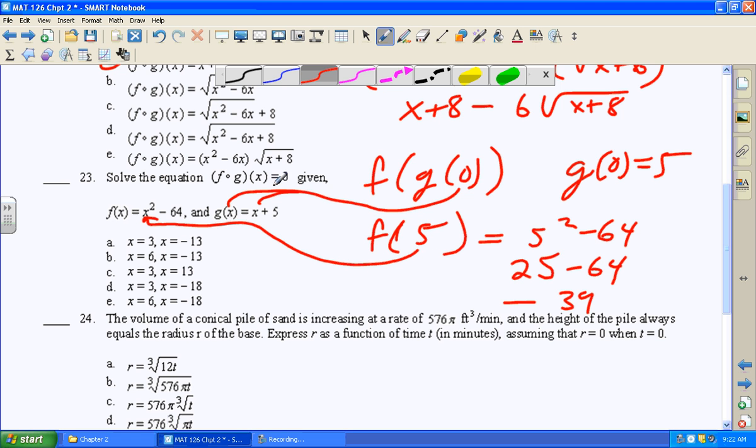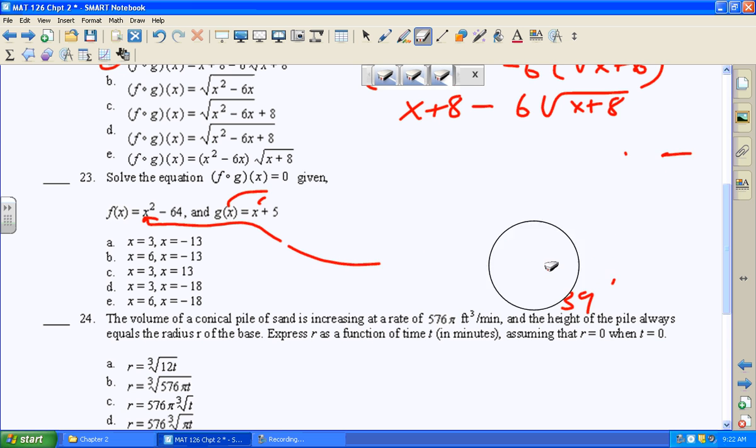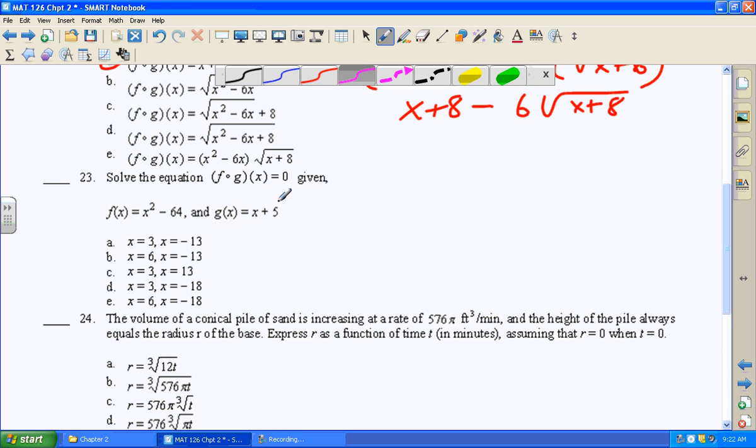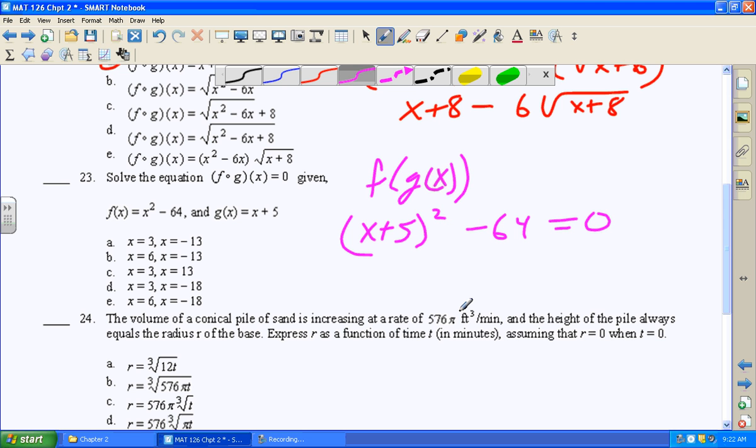Oh, you got to solve it. I was putting 0 in for it. Nice. Isn't that fun? Yeah, it was. So, good practice for f of g of 0. G of x is x plus 5. You put it in the equation squared minus 64. Now you say equals 0. I see.